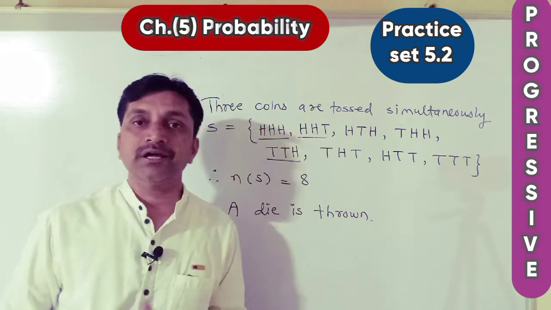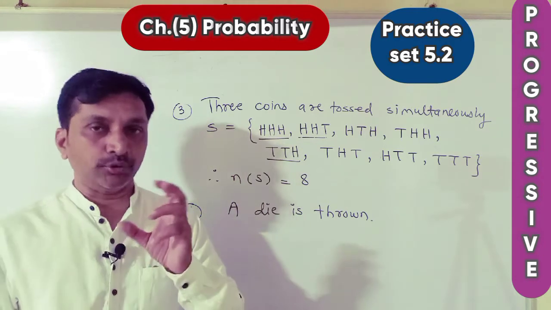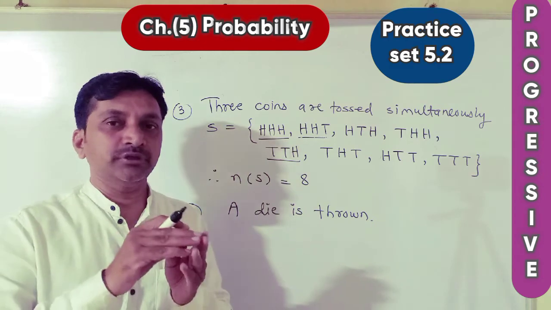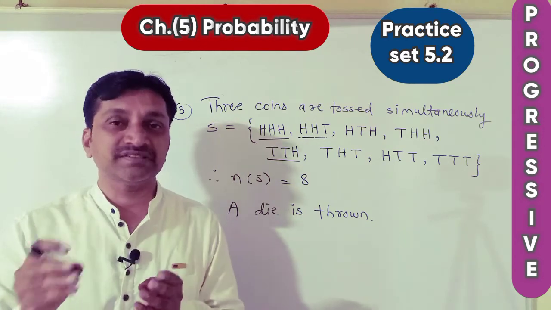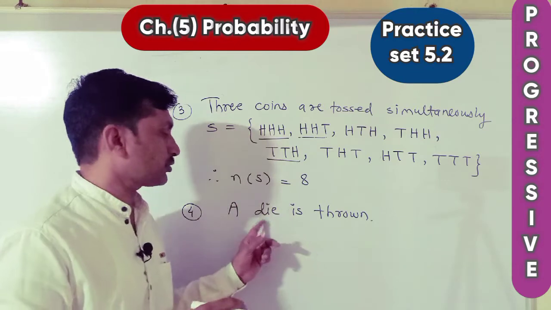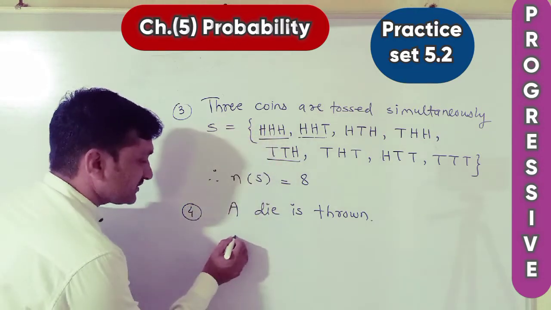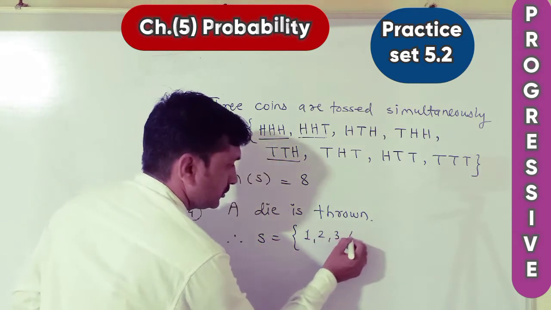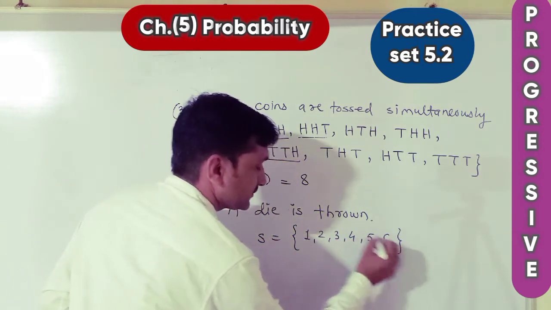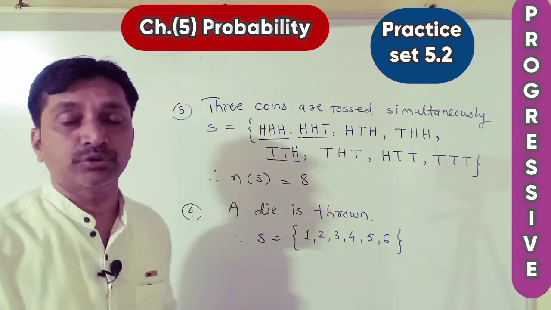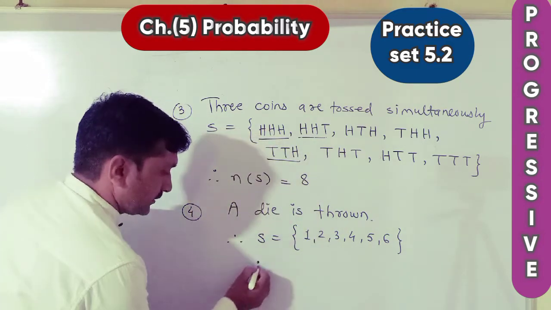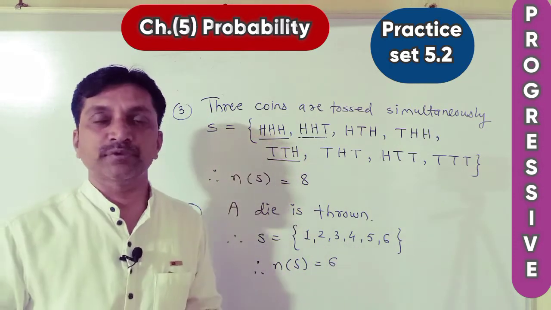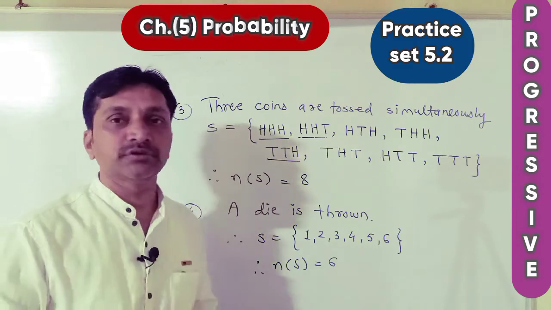A die means cube. On each face of the cube there are respectively 6 points: 1, 2, 3, 4, 5, 6. A cube or a die has 6 faces. Therefore, there are 6 possibilities. S is equal to {1, 2, 3, 4, 5, 6}. If a die is thrown, die means cube, and therefore NS is equal to 6. Sample points: number of sample points, NS is equal to 6.